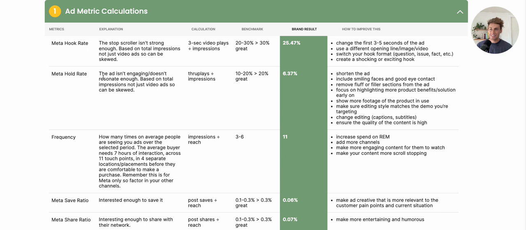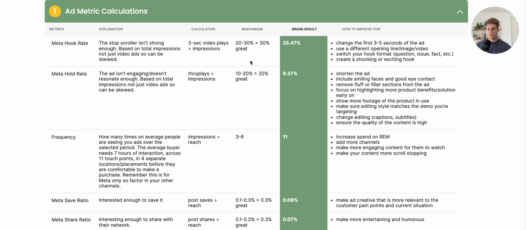And just to explain this table, this is the metric here. This is the explanation of what that metric is. This is the calculation that we do to get that metric. This is some benchmarks. Now, we've done this health check on hundreds and hundreds of e-commerce stores, and we know all e-commerce stores are different, but we do try and put together some general benchmarks, which we keep updating. And this is a good starting point for you.